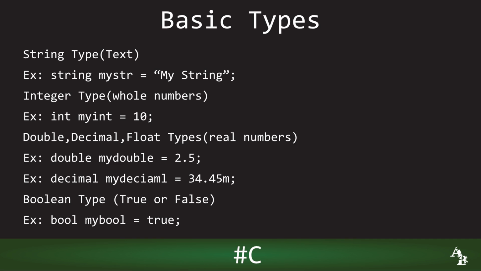But then we have the double, decimal, and float type numbers. These represent real numbers. Real numbers are what we have to deal with in the real world, the stuff we use to really measure stuff. You have the double, 2.5. You've got the decimal, 34.45, and the M at the end represents the decimal. I do not have an example of a float on this slide, but a float can be a decimal too. Just put an F at the end. This is part of the C Sharp syntax.